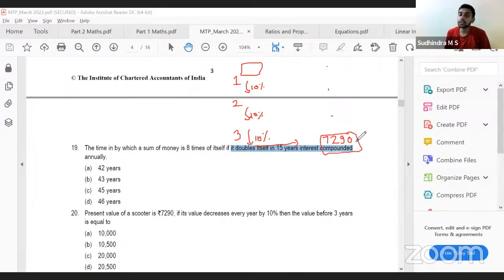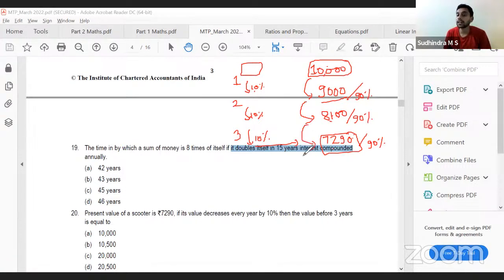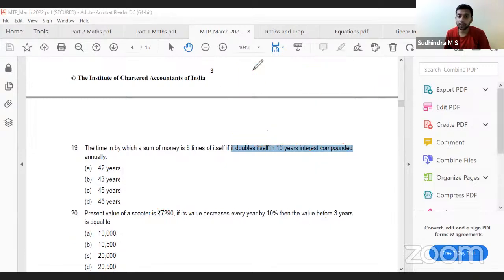Correct? So 7290 represents 90% of last year because I've removed 10%. So 7290 divided by 90%, I'll get 8,100. Right? 8,100 into 10% is 810. If I remove that, I'll get 7290. Now this is again 90% of last year, so again I divide by 90%, and I'll get 9,000. This is at the end of the first year. In the first year I have done a 10% reduction, which is again 90%, so it is 10,000. So originally the value of the scooter was 10,000. First year 10%, 1,000 reduction. Second year 10%, third year 10%. Therefore at the end of year 3, I'll get 7290. So the value before 3 years is 10,000. Getting this?